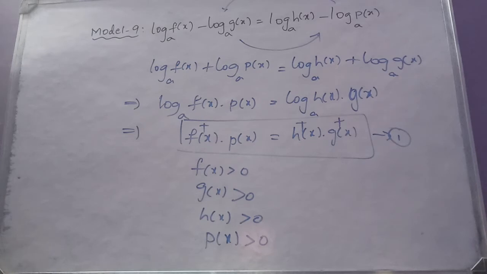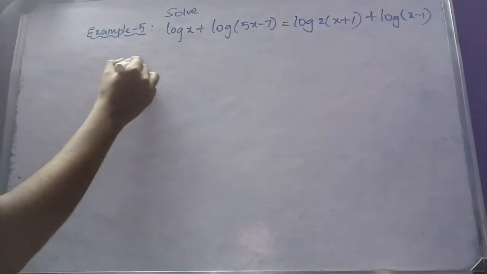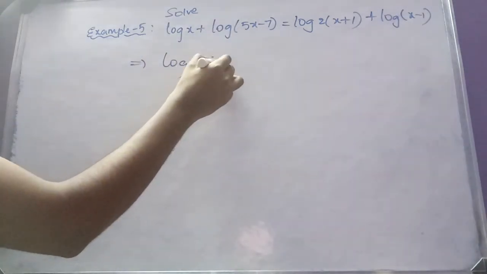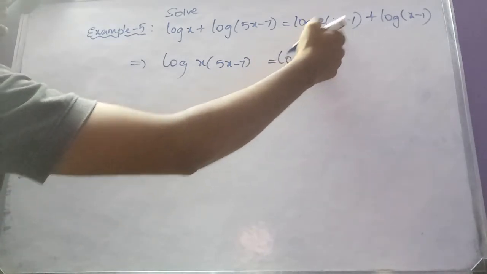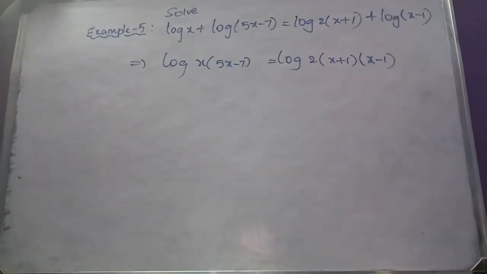So let us see an example. Simple. So LHS is what? Log of x into 5x minus 7. And RHS is log of this into this. That means 2 times x plus 1 into x minus 1.